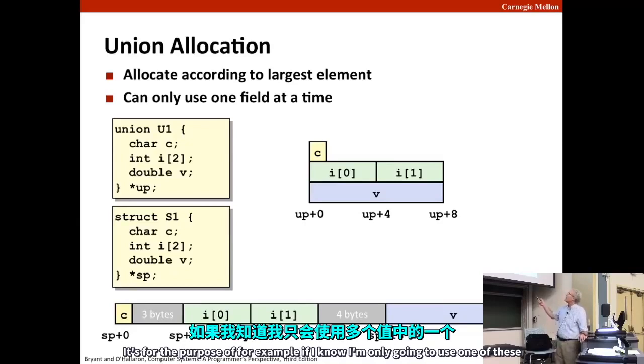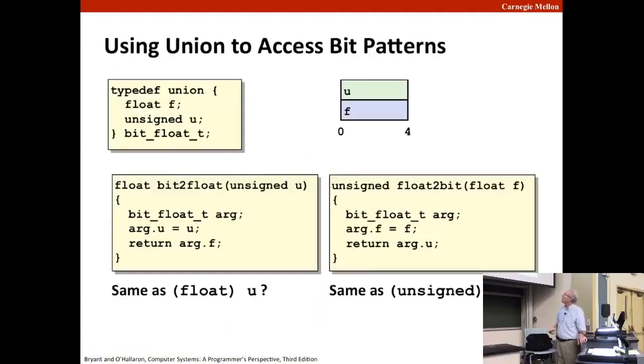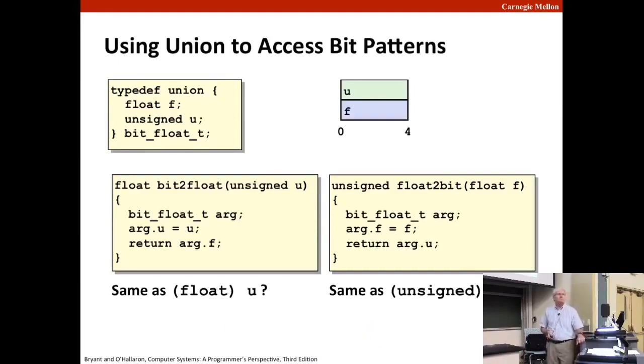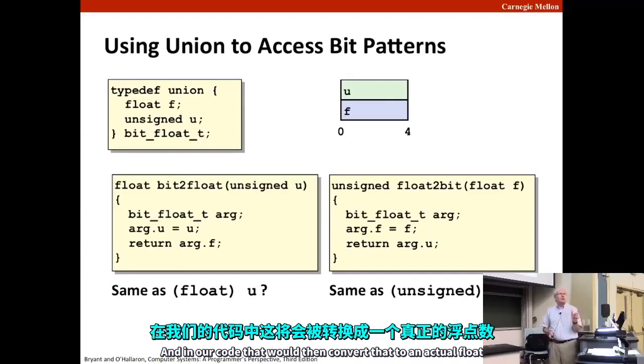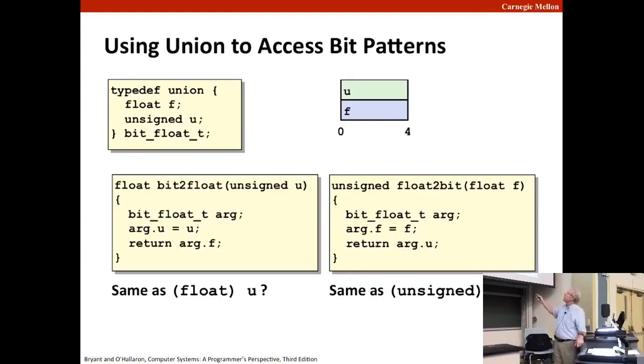It's for the purpose of, for example, if I know I'm only going to use one of these. It's also a way to create essentially an alias that will let you reference memory in different ways. So for example, in your data lab, you were manipulating the bit-level representations of floating point numbers. And in our code that would then convert that to an actual float, we used a union where the union is either to view this field of 4 bytes as an unsigned or as a float.